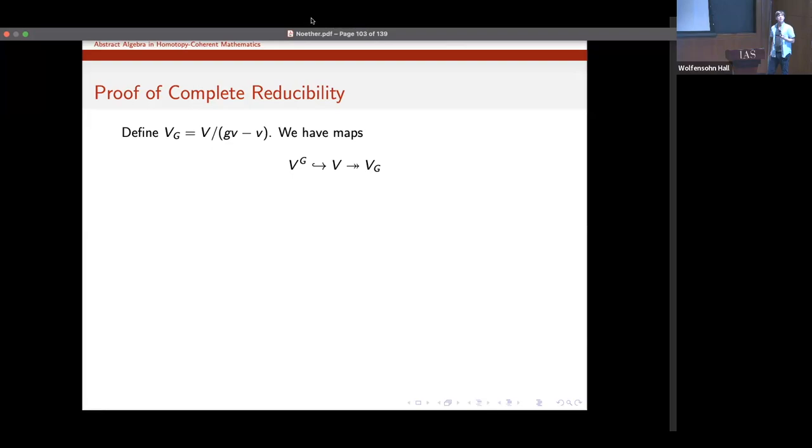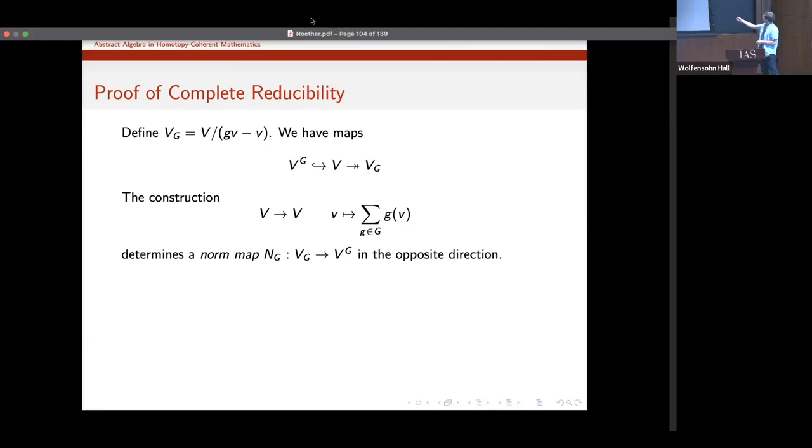And to prove that this map is an isomorphism, you can write down a map in the opposite direction. Namely, there's a construction which averages with respect to the action of the group G. Given a vector v, you can take the sum of g(v) over all elements of your finite group. That gives you a map from the vector space to itself. But by construction, it lands in the invariant part of V. And it annihilates everything of the form gv minus v, so it factors through the coinvariants.